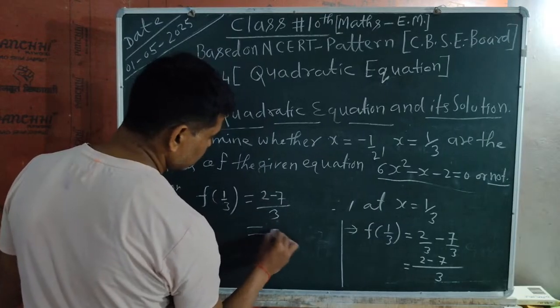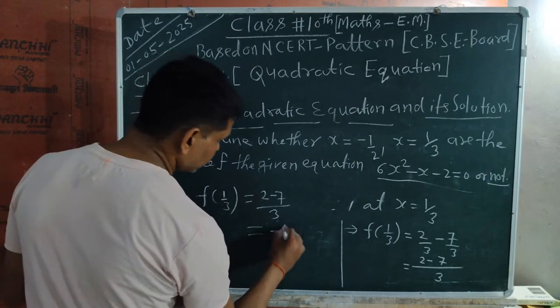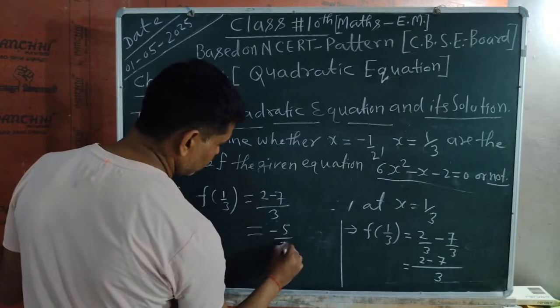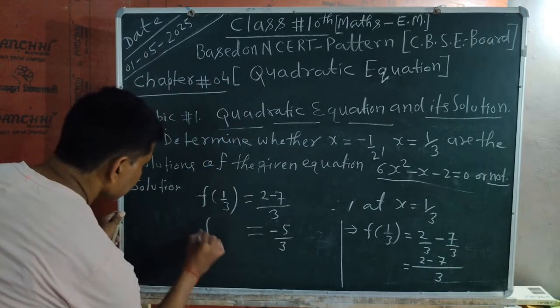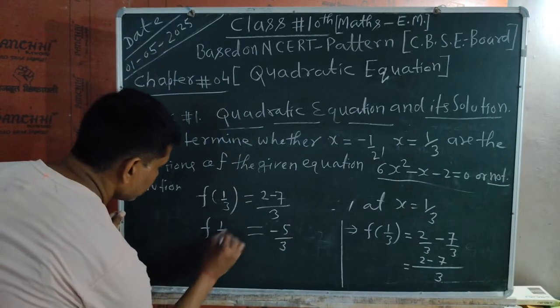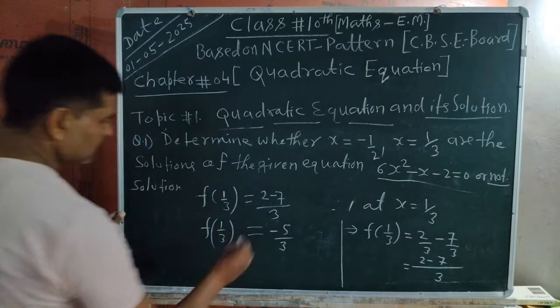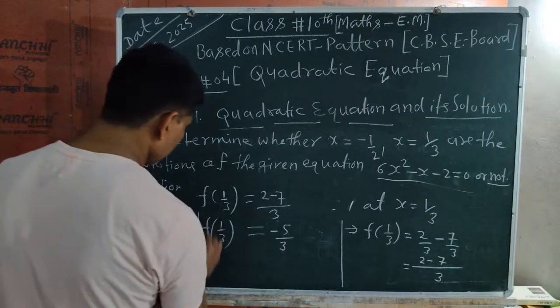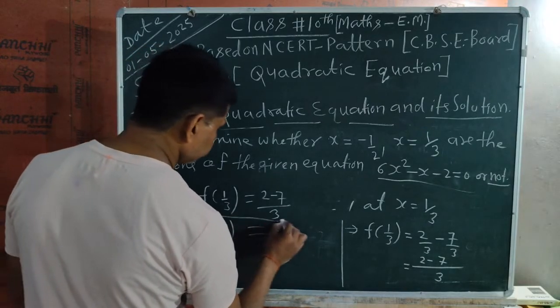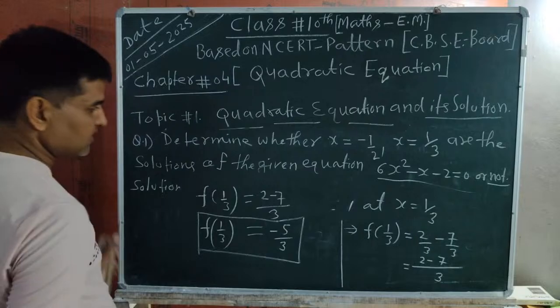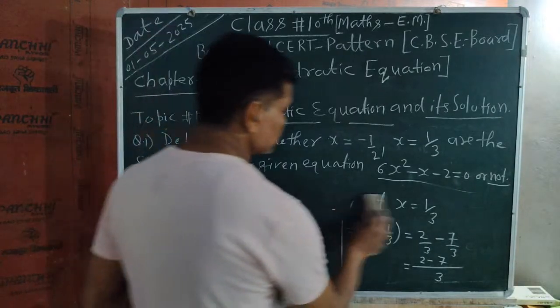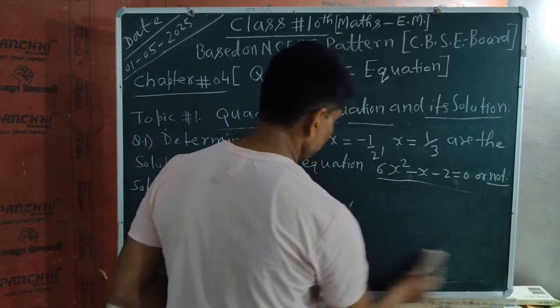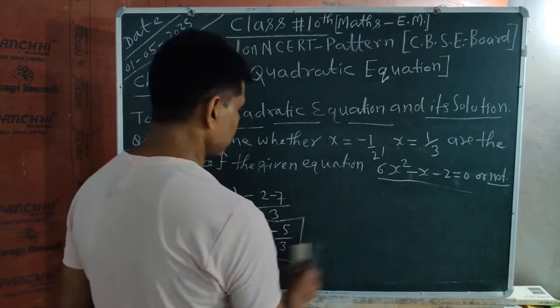After simplification, I will say that is -5 divided by 3. It means that f of 1 by 3, I have got, is not 0. It is not 0, it has a certain value. So I will say at x is equal to 1 by 3, there is no solution of the given quadratic equation.